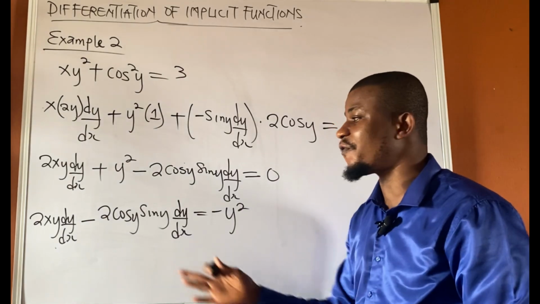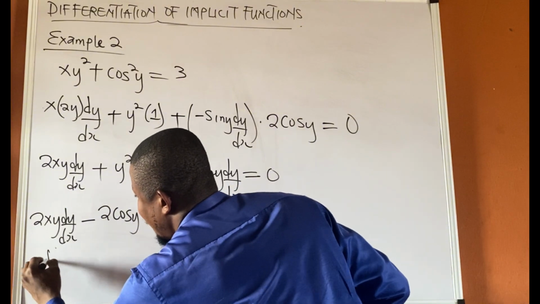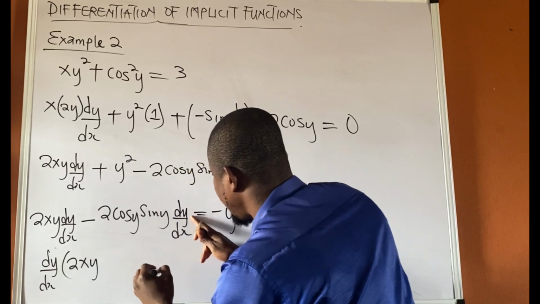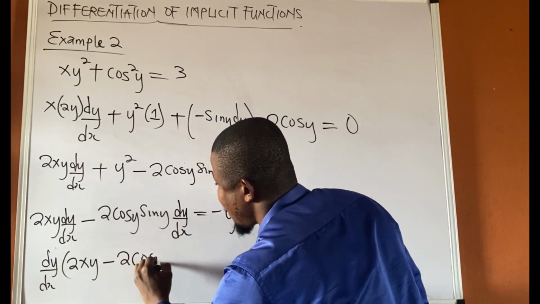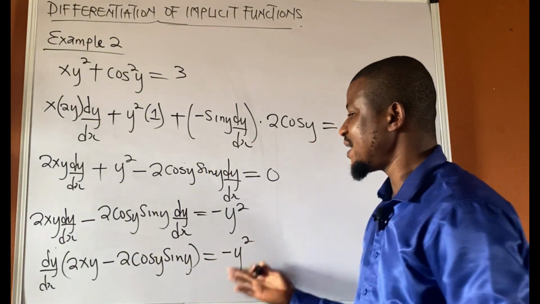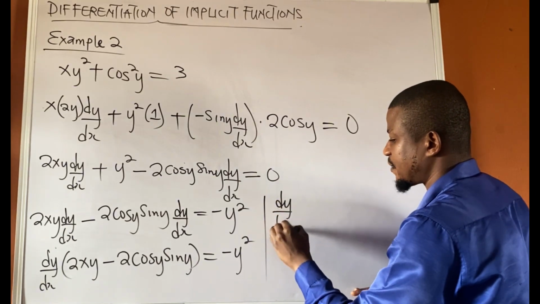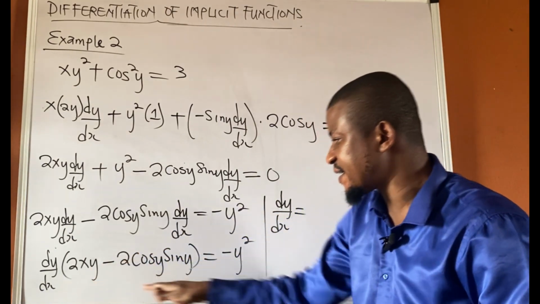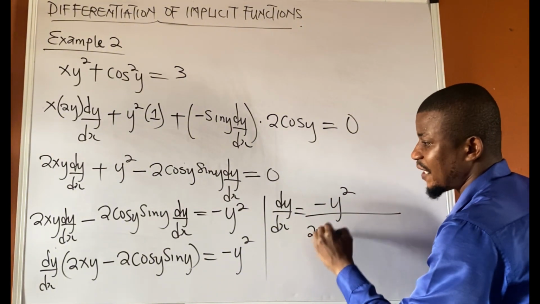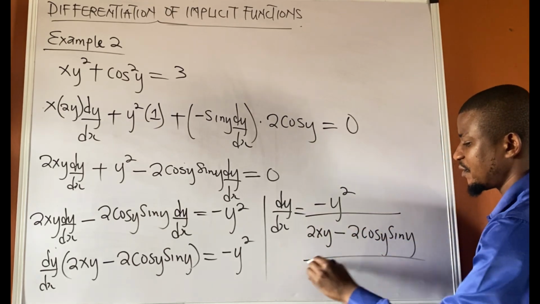And then the next thing is to factor out dy/dx and make it the subject of the formula. If I factor out dy/dx from this, I have 2xy, minus 2 cos y sine y, equal to minus y squared. Now the next step is just to make dy/dx the subject, so dy/dx will be equal to this divided by this factored value. So this is negative y squared all over 2xy minus 2 cos y sine y. And this is my dy/dx.